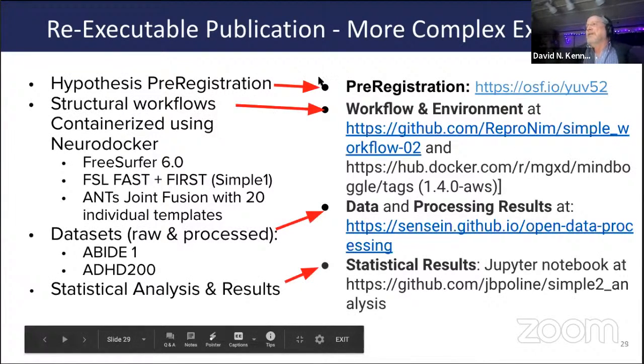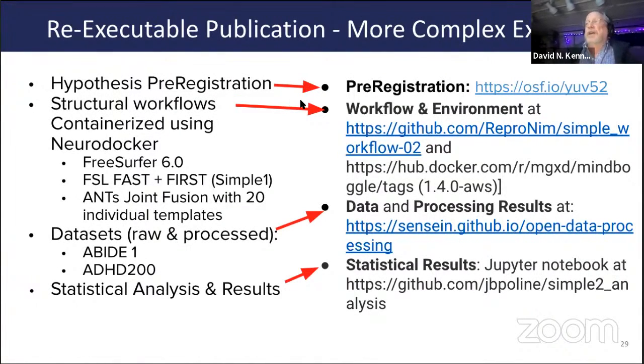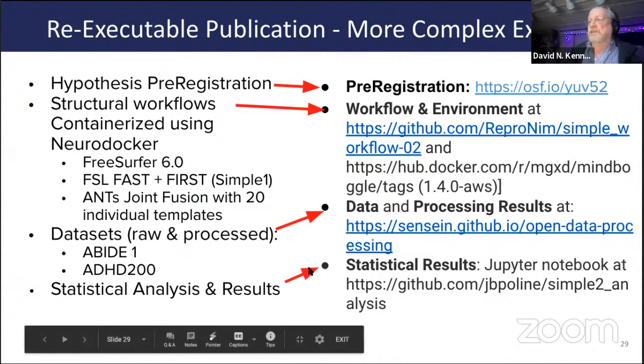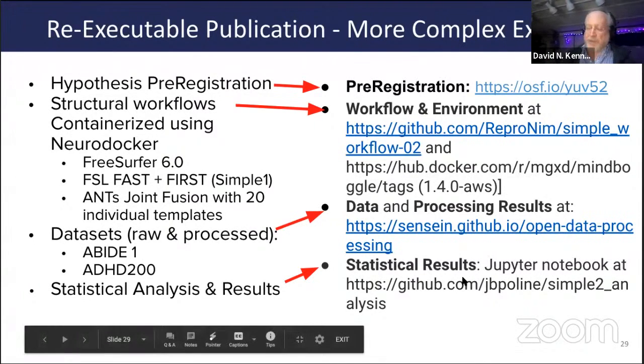So again, in this case, we can do that with pre-registration of hypotheses that came from the literature. We have a structural workflow that is using NeuroDocker to containerize FreeSurfer and FSL and ANTS software. And that container and workflow is available. The data sets come from ABIDE-1 and ADHD 200, publicly available, and the statistical analysis and results are published as a Jupyter notebook. So again, we've accomplished the same things of, yes, we can write lovely words about this, but each of those elements, in addition to the human readable words, are associated with machine re-executable elements.